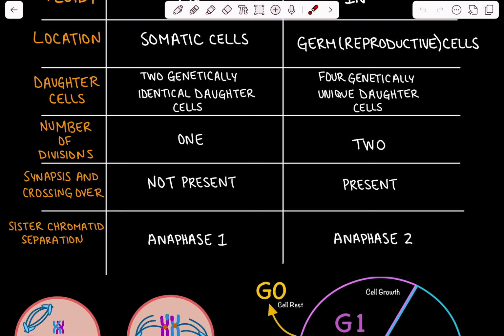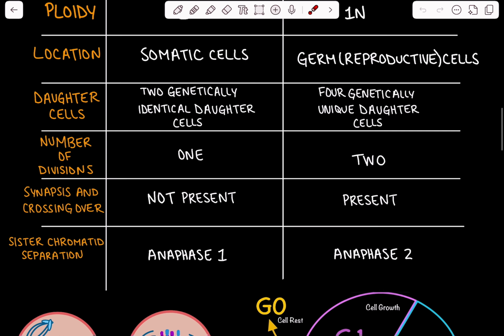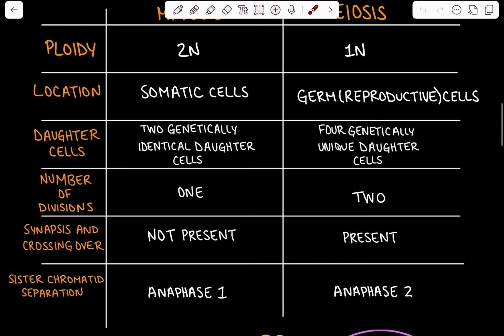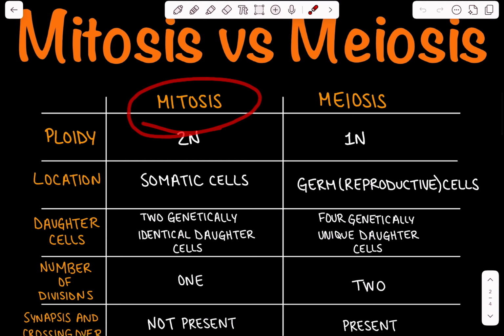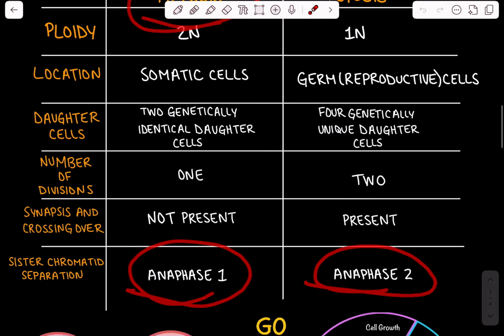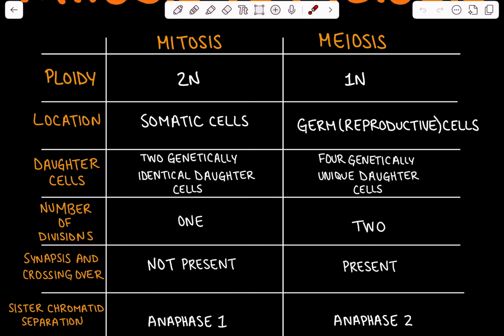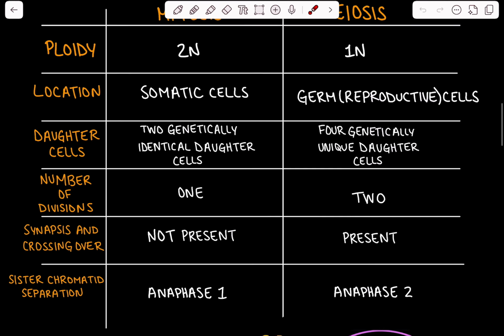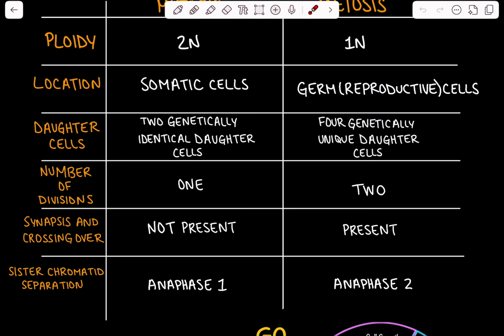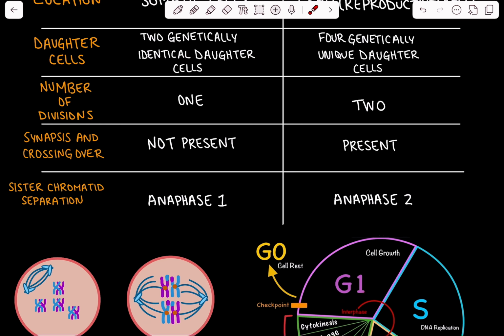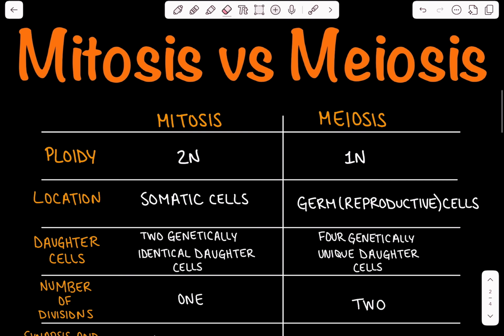Now, lastly, sister chromatid separation. Now, sister chromatids will separate during anaphase 1 in mitosis, but they're going to separate in anaphase 2 in meiosis, because remember, in meiosis, we have homologous chromosomes pairing up, and in anaphase 1, the homologous chromosomes will get separated, and then in anaphase 2, the sister chromatids will get separated. So that's also a key distinction of when the sister chromatids will be separated. And that's essentially the difference between meiosis and mitosis.